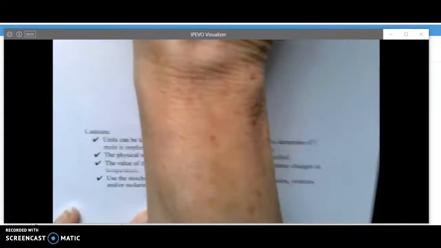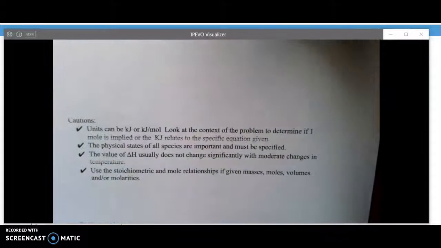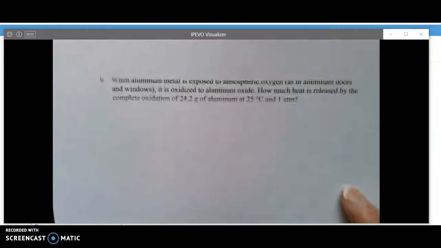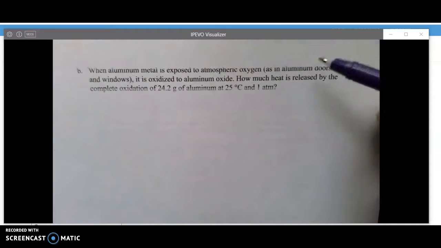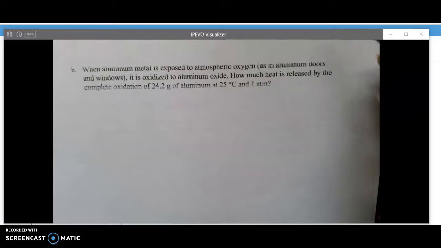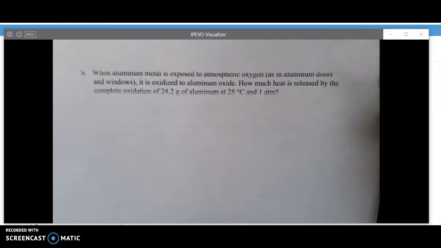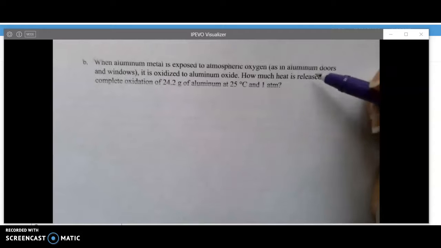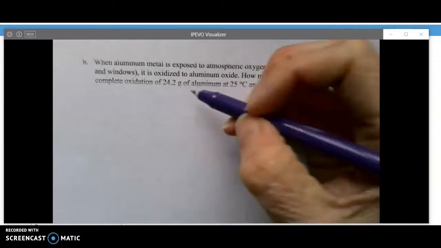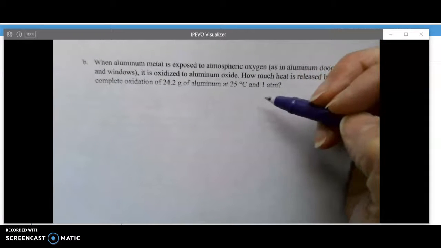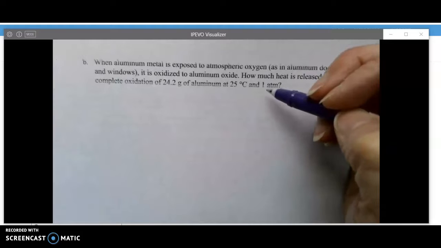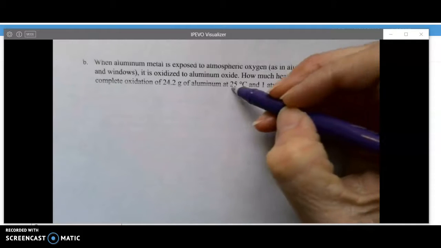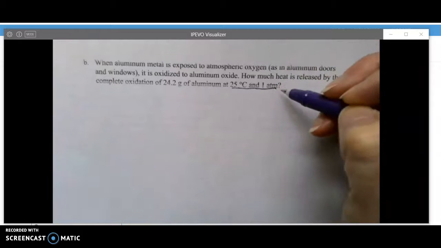All right, on the back, we're using that same equation. When aluminum metal is exposed to atmospheric oxygen, as in aluminum doors and windows, so any place the aluminum is exposed, it is oxidized to aluminum oxide. So that's the equation we just did. How much heat is released by the complete oxidation of 24.2 grams of aluminum at 25 degrees Celsius and 1 atm? It didn't specify that, but this is sort of the standard conditions for measuring heat.